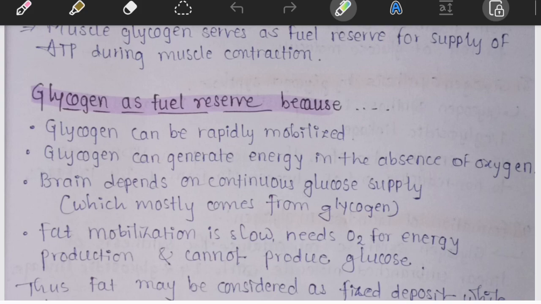Third, the brain depends mainly on glucose, and brain cells continuously require glucose. Liver glycogen helps maintain this supply, especially between the meals. Fat mobilization is slow, it needs oxygen, and fat cannot directly provide glucose. Therefore, when the body urgently needs glucose, glycogen is always preferred. Glycogen is a savings account and fat is the fixed deposit.